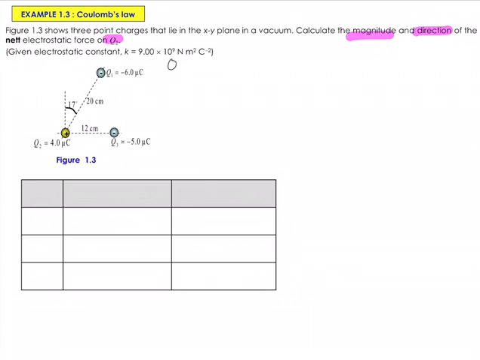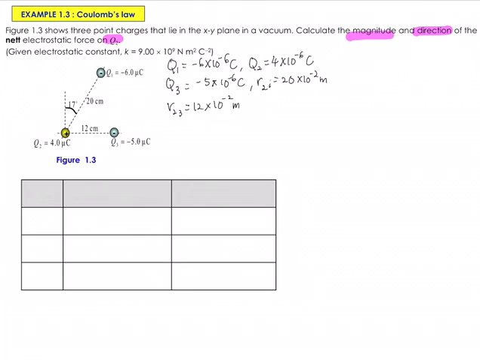You have Q1 is negative 6 times 10 power of negative 6 Coulomb. Q2 you have 4 times 10 power of negative 6 Coulomb, and Q3 is negative 5 times 10 power of negative 6 Coulomb. And you have here R21, which is 20 times 10 power of negative 2 meters. And you have R23, which is 12 times 10 power of negative 2 meters.